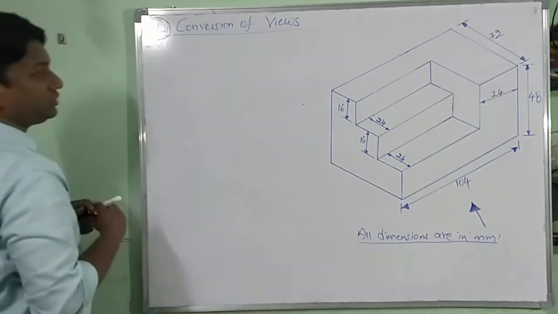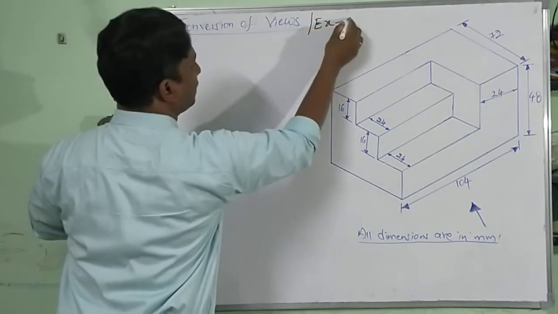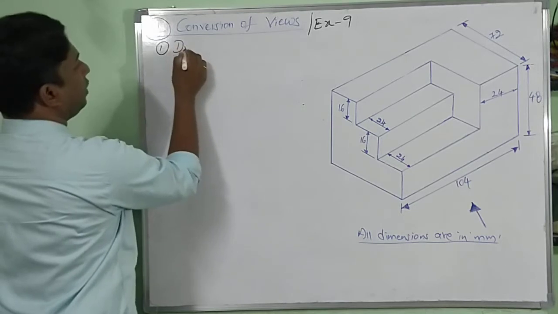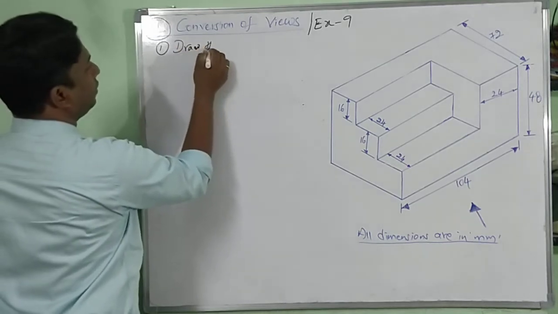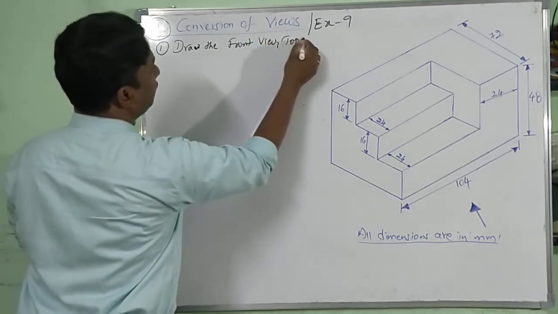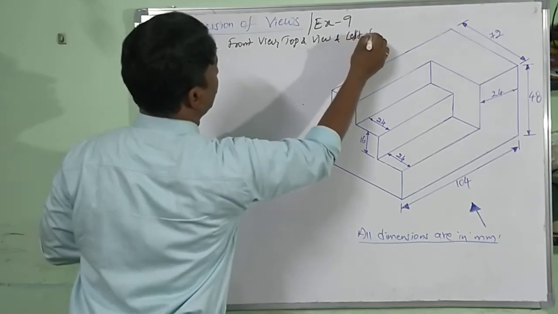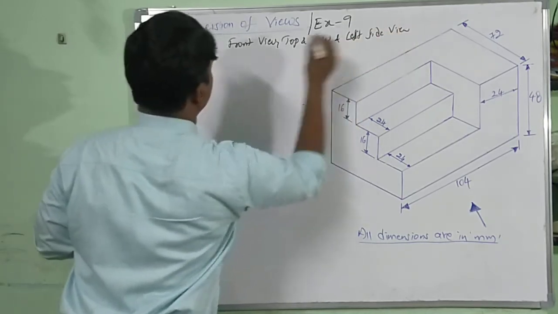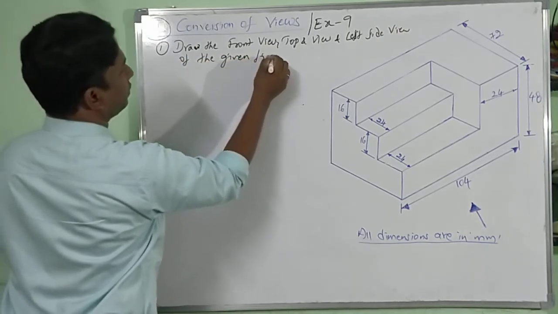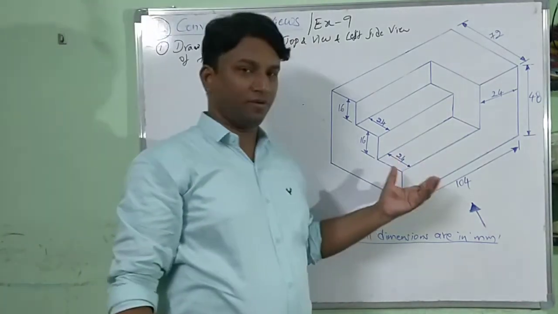See, first and foremost, this is the problem which we have. I hope this will be your exercise number 9, question number 1, right? What is this? They will ask: draw the front view, top view, and left side view of the given figure. Now coming to this, this is the given figure.